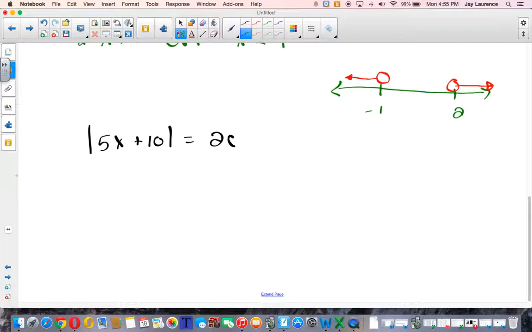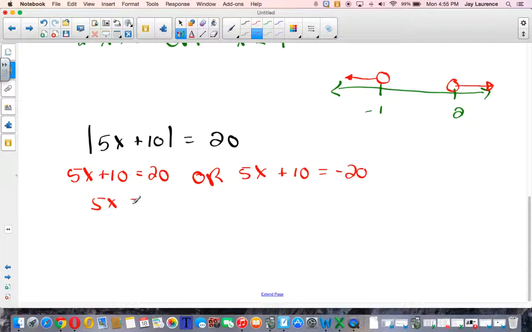All right, if I had an equals, an equation, absolute value of 5x plus 10 equals 20. I'm going to do it like an or problem. I'm going to go 5x plus 10 equals 20, or 5x plus 10 equals -20. And I'll solve both parts. I'll get 5x equals 10, x equals 2, and then 5x equals -30, x will equal -6.